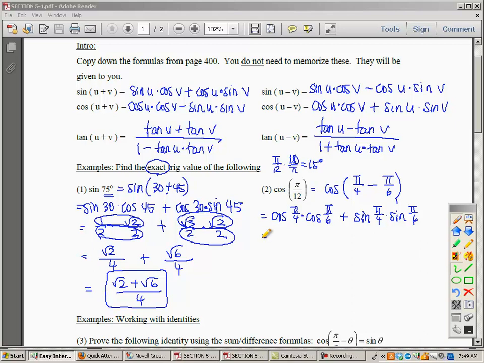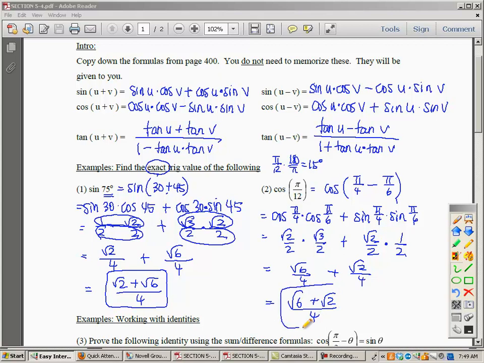And then I say, okay, what is the cosine of pi over 4? Well, that's the square root of 2 over 2. The cosine of pi over 6, which is 30 degrees, is the square root of 3 over 2. The sine of pi over 4 is the square root of 2 over 2. The sine of pi over 6 is 1/2. You end up multiplying like we did before, square root of 6 over 4 plus square root of 2 over 4. You get the square root of 6 plus the square root of 2 all over 4.